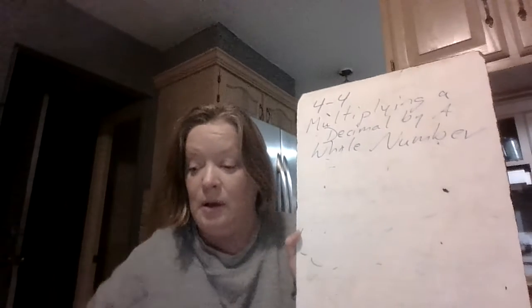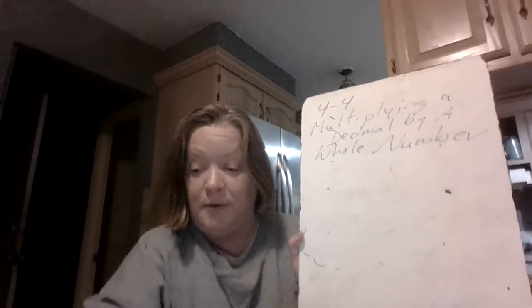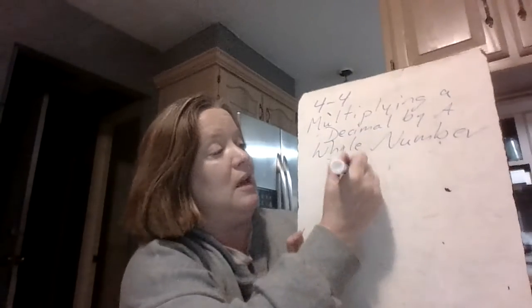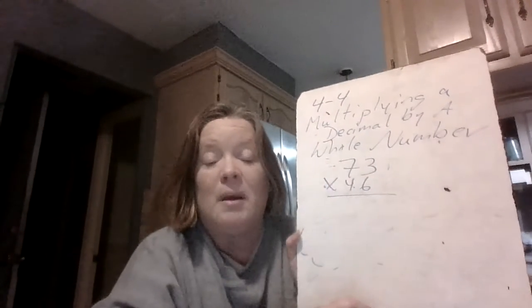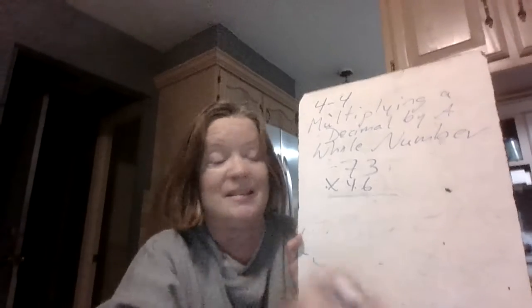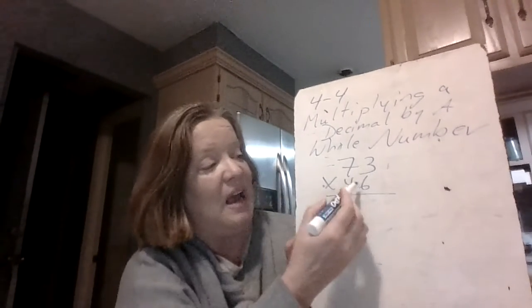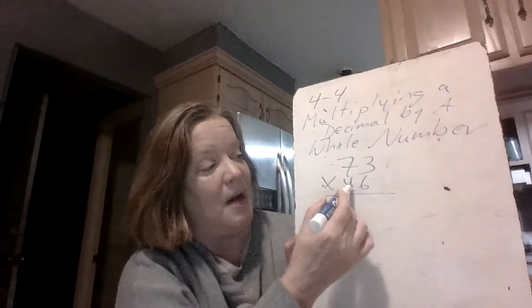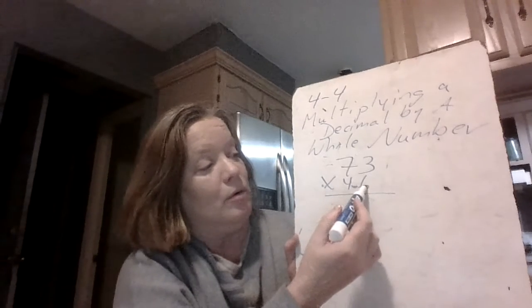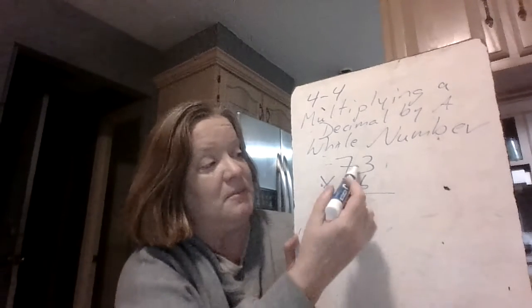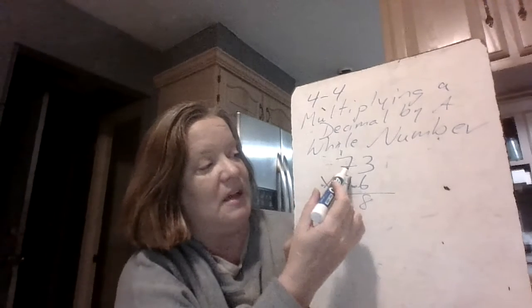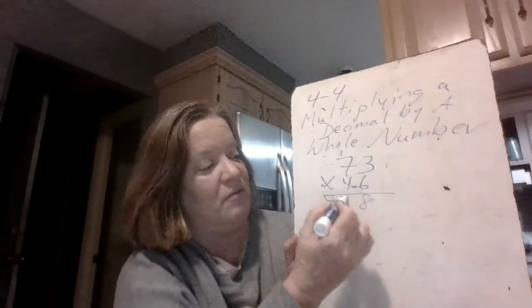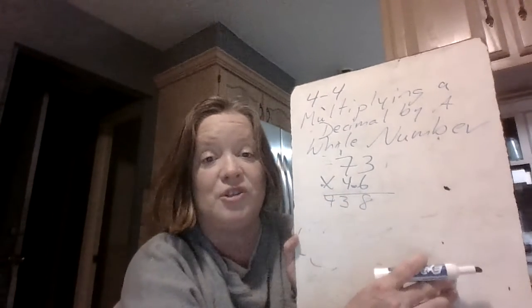Okay, so let's say we had 73 times 4 6/10. And remember, the commutative property of multiplication says that the order of my factors doesn't change my answer. So it wouldn't matter if I had the 4 6/10 on the top or on the bottom. Again, I'm going to multiply the numbers. 6 times 3 is 18. Put down my 8, carry my 1. 6 times 7 is 42, plus 1 is 43. So my first partial product is 438.